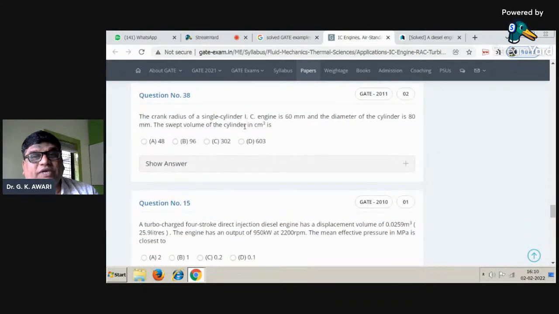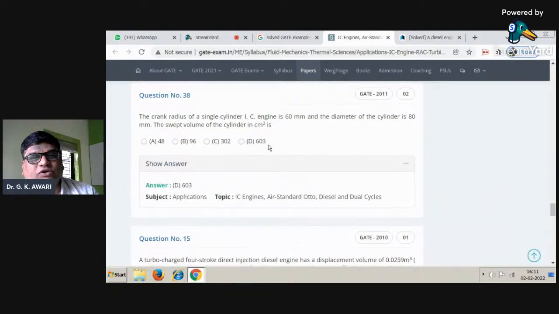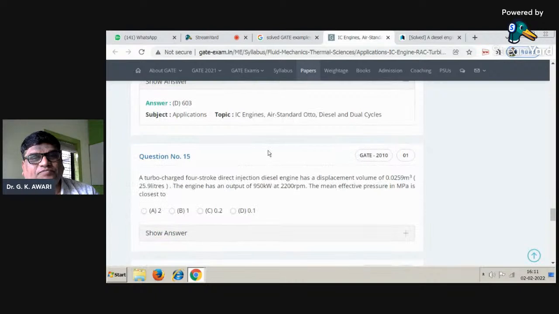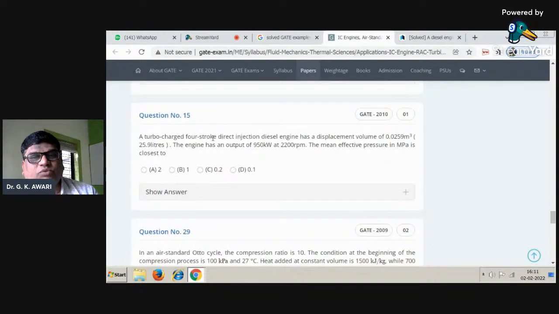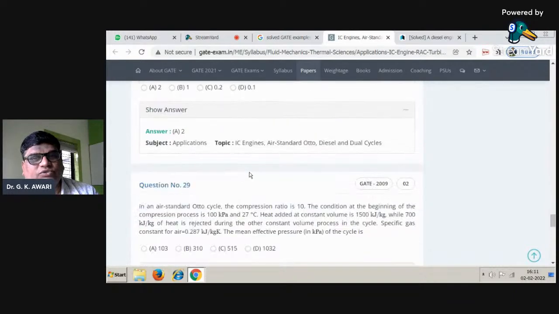The crank radius of a single cylinder IC engine is 60 mm, and the diameter of the cylinder is 80 mm. The swept volume of the cylinder in centimeter cube comes out to be 603. A turbocharged four-stroke direct injection diesel engine has a displacement volume of 0.0259 meter cube. The engine has an output of 950 kilowatt at 220 rpm. The mean effective pressure in MPa is closest to 2.